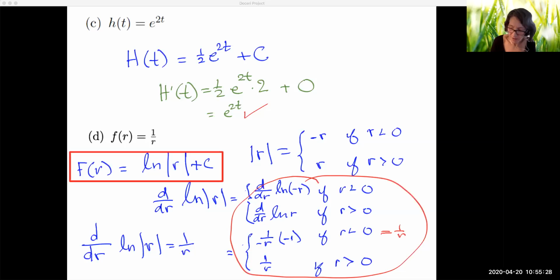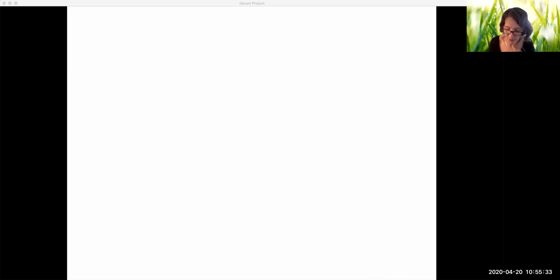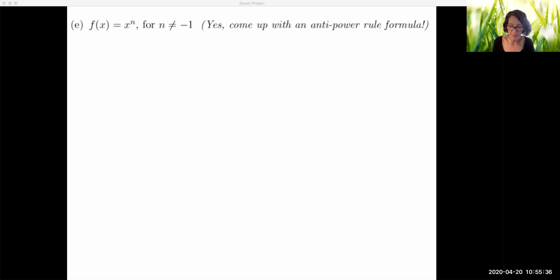So that brings us to part E. In part E, I wanted you to come up with another formula. f of x is x to the n, where n is any real number except -1. If n is -1, then x to the -1 is just 1 over x, and we already did that in part D, so we don't need to get a formula for that. But if n is any other real number except -1, we want to come up with a formula. And I'm calling the formula the anti-power rule.